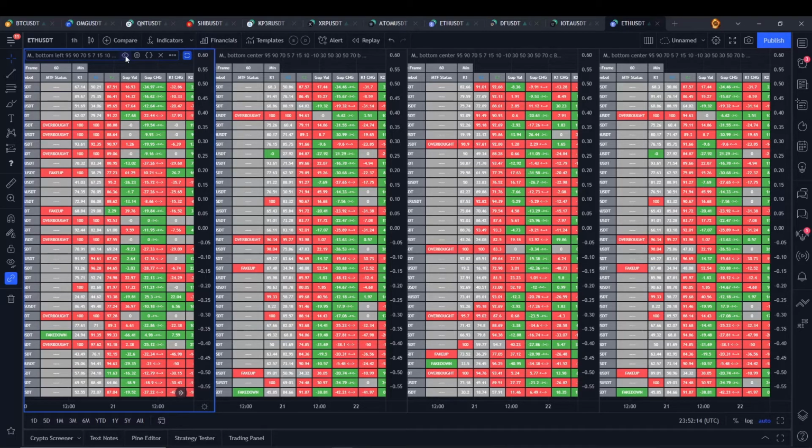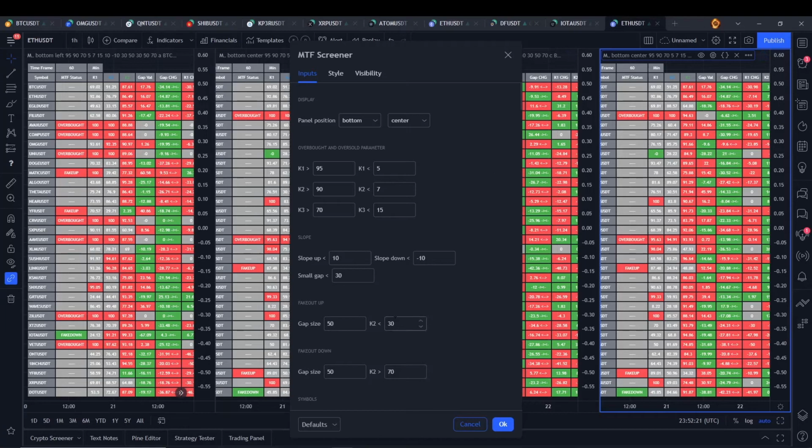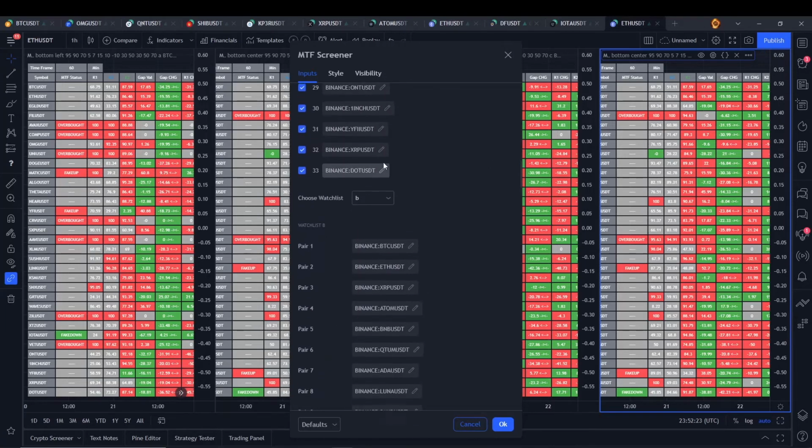Now, when this finishes, the table is gonna move, and then you're gonna have to do this for each and every one of the panes. And here you would have to go and select watch list D.